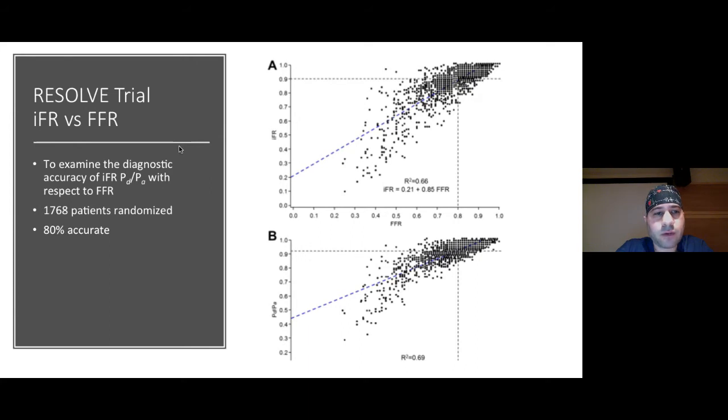So the RESOLVE trial looked at whether iFR results are similar to FFR results in terms of significance. They tried to examine the accuracy in about 1,768 patients, and they found out that iFR is about 80% accurate when you compare it to FFR. So this was not enough. We needed a randomized controlled trial looking at hard outcomes to see if there's a difference.